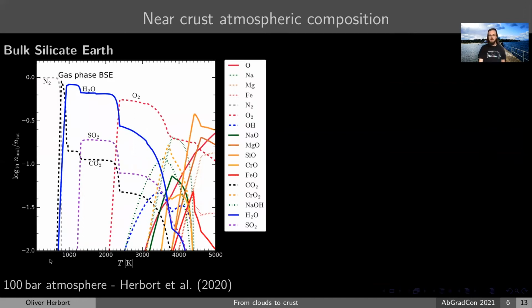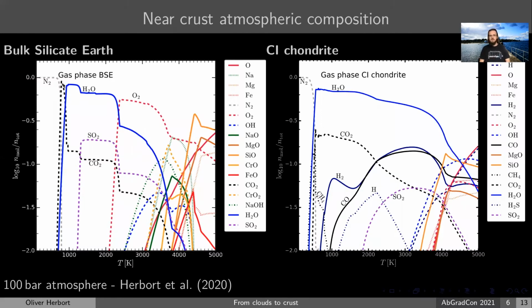It's a 100 bar atmosphere and the temperature ranges from 100 to 5,000 Kelvin. On the y-axis, we have the molecular abundance of the gas species. For the very high temperatures, we vaporize the rock, and metal oxides dominate the atmosphere. Then for lower temperatures, water, sulfur dioxide, and carbon dioxide are the most important parts of the atmosphere. They then condense out at different points, leaving nitrogen behind. For the CI chondrite, this picture is relatively the same: metal oxides at the high temperature range, and then water, carbon dioxide, and nitrogen left behind. But there's also methane, H2CO, and atomic hydrogen, because there are just so many more volatiles in this model.